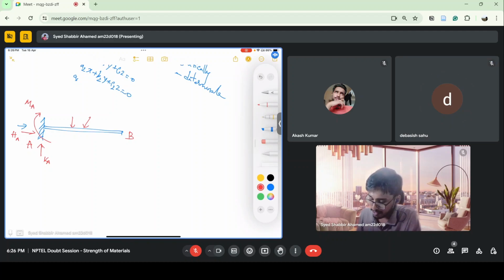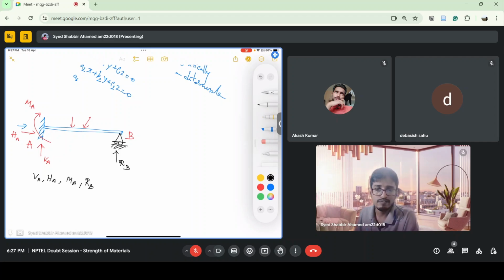Let's say I have a prop at the free end, like this. I have a roller at this end. This is called a propped cantilever beam, right? Now you are getting an additional reaction, RB. So for this structure, we have four unknowns, which are VA, HA, MA, and RB.